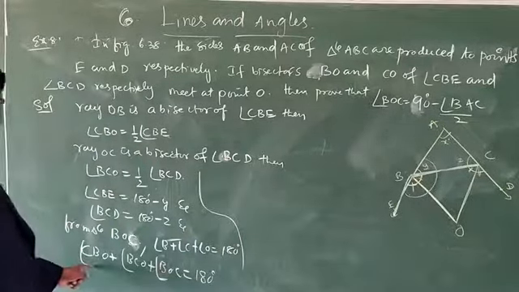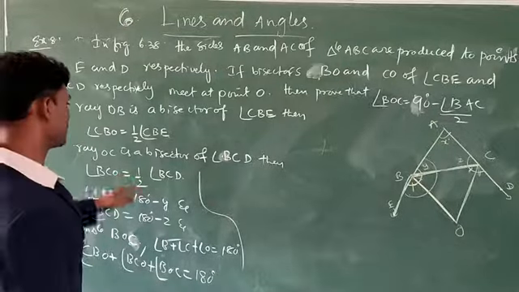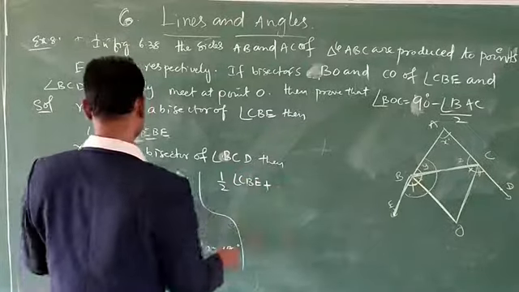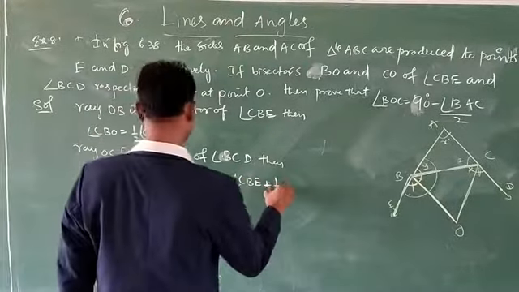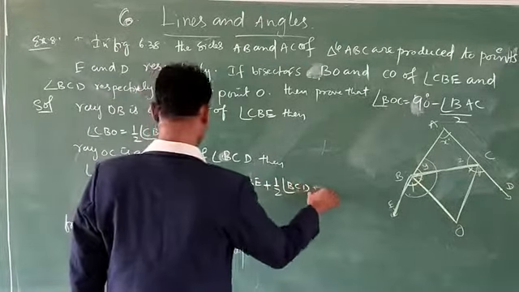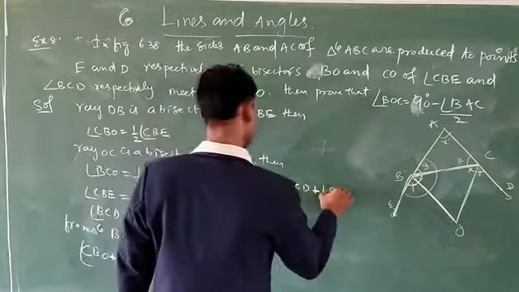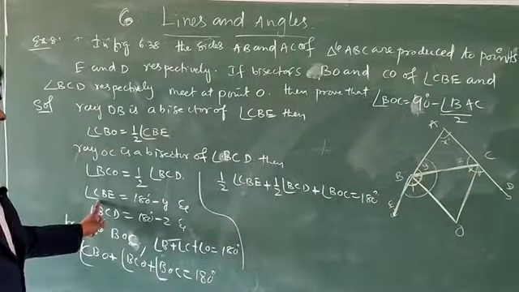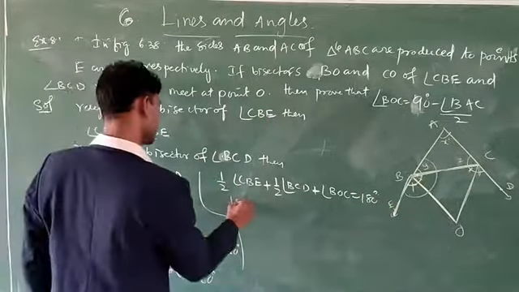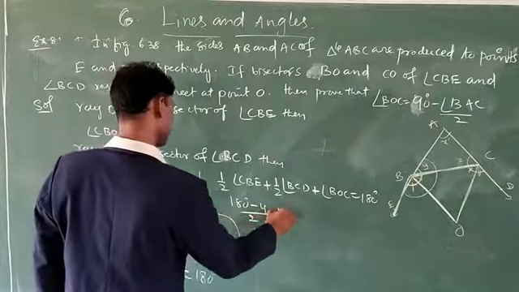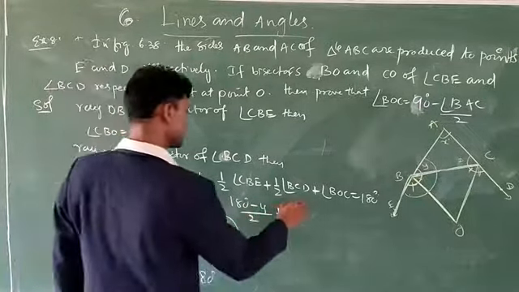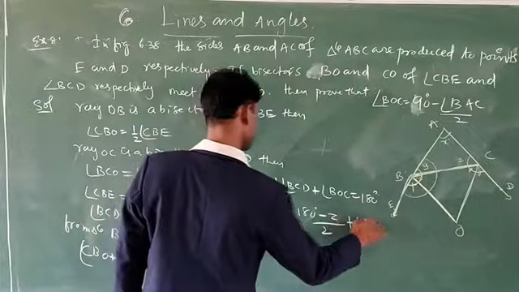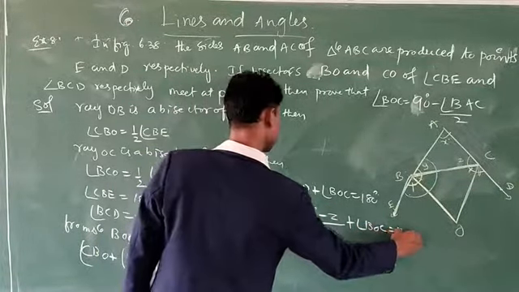Now see here, angle CBO is equal to angle CBE, plus angle BCO, which is angle BCD, plus angle BOC is equal to 180 degrees. Angle CBE means 180 minus y by 2, and 1 by 2 of 180 degrees minus z by 2, plus angle BOC is equal to 180 degrees.